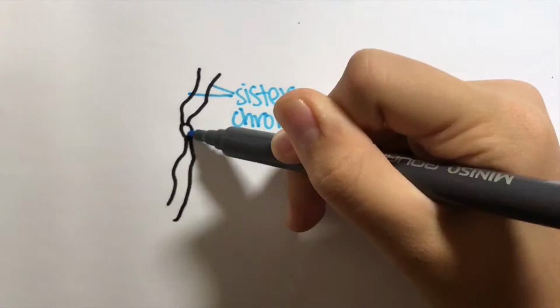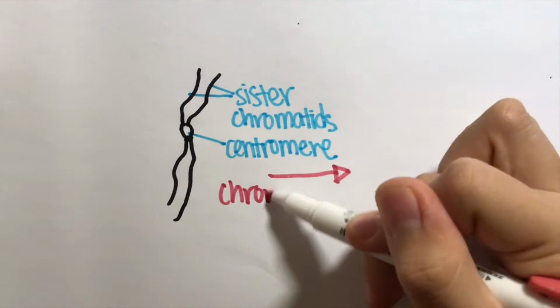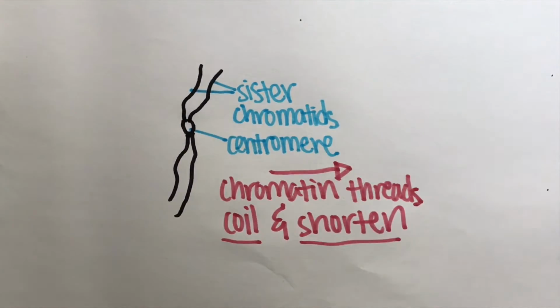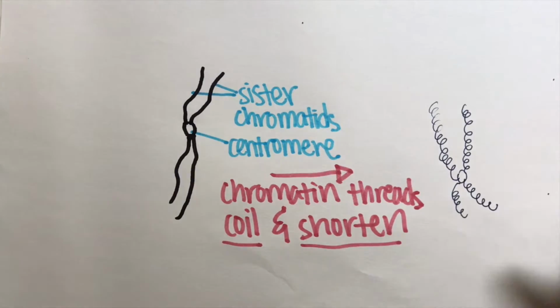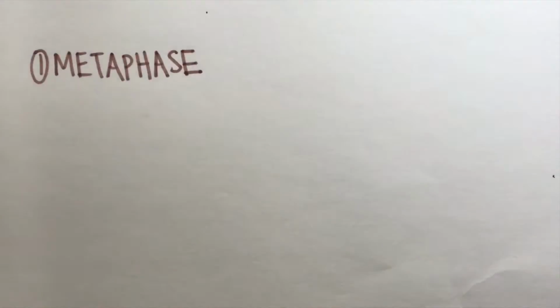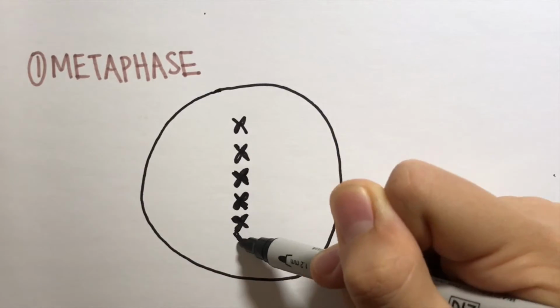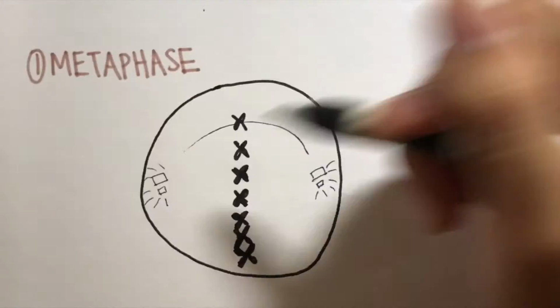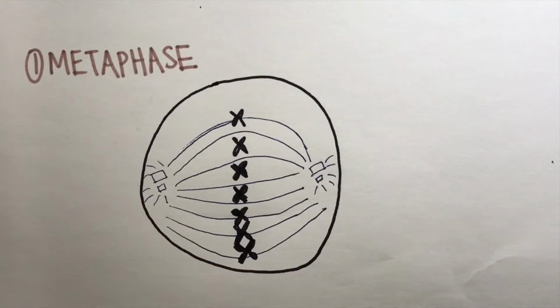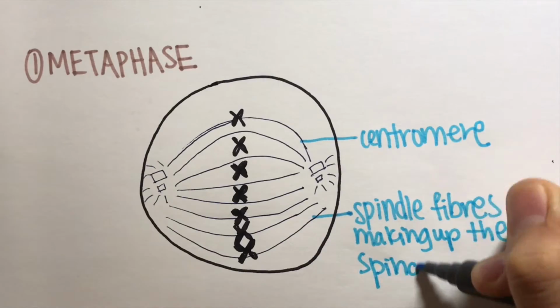In the prophase, chromatin threads condense, coil, and shorten to become chromosomes. Each chromosome consists of two sister chromatids attached at the centromere. Then comes the metaphase, where chromosomes line up along the equatorial plane of the spindle. The centromere of each chromosome is attached on both sides to a spindle fiber.